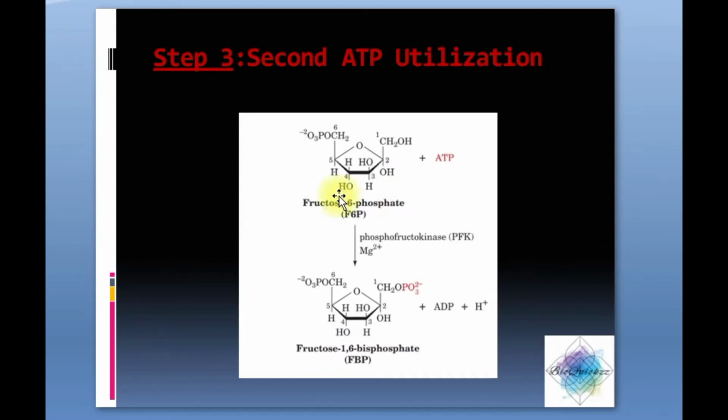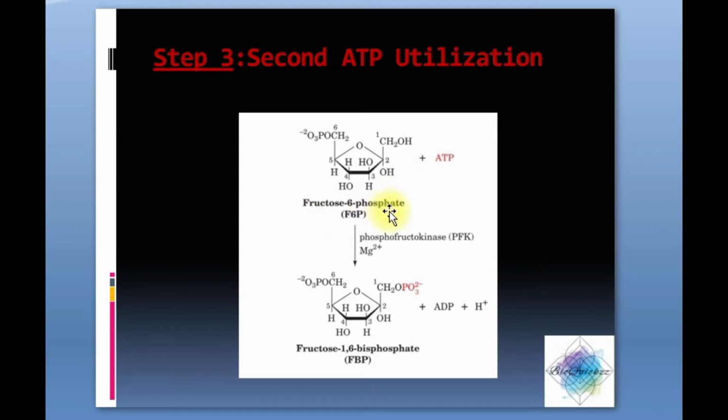Step number 3. It is the second ATP utilization. Why second ATP utilization? Because in step number 1, it was the first ATP utilization, and here also we require ATP, but it is the second time we require ATP, so it is known as the second ATP utilization.